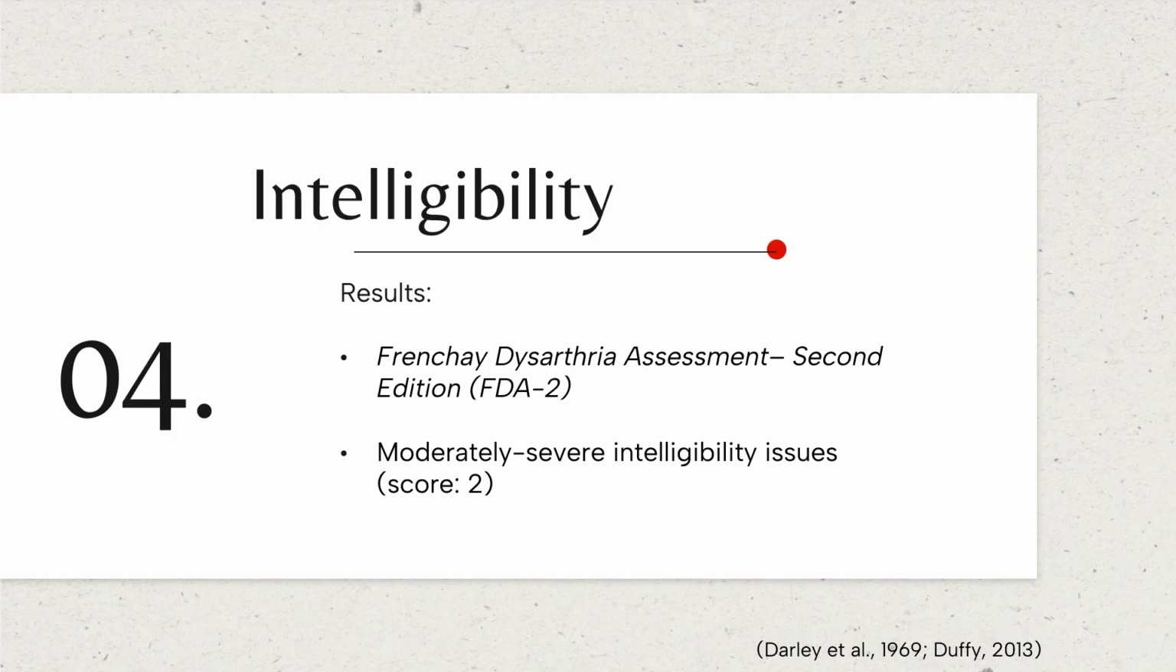Finally, intelligibility was assessed using the intelligibility subtest of the French Dysarthria Assessment 2nd edition, FDA2. Out of a 5-point scale with a score of 1, meaning completely unintelligible speech, the patient scored a 2, mainly due to imprecise consonant production and slowed rate of speech. Multiple cranial nerve lesions are likely impacting the patient's intelligibility.